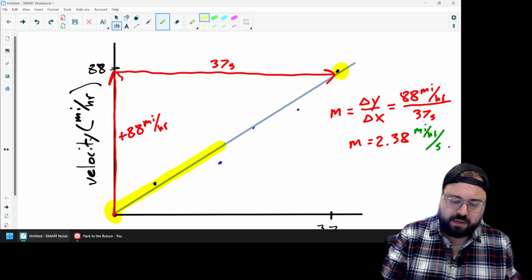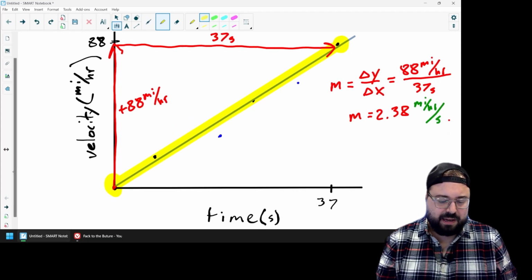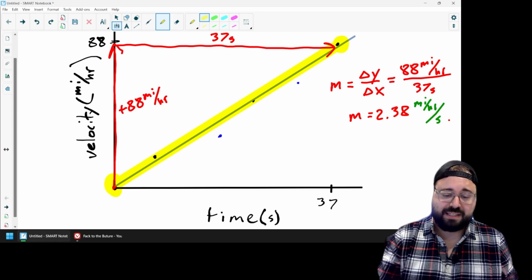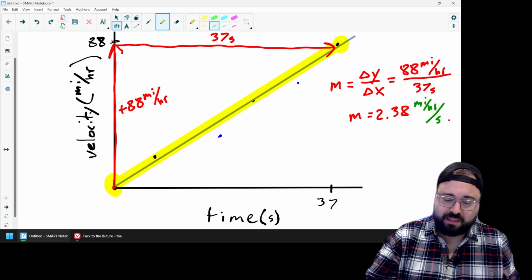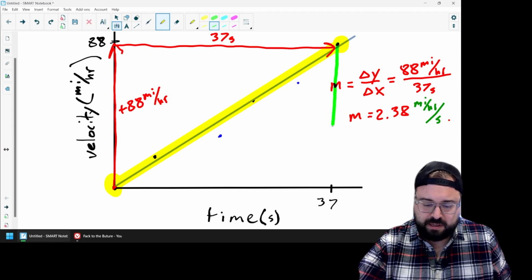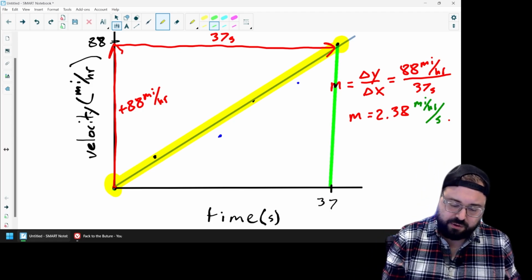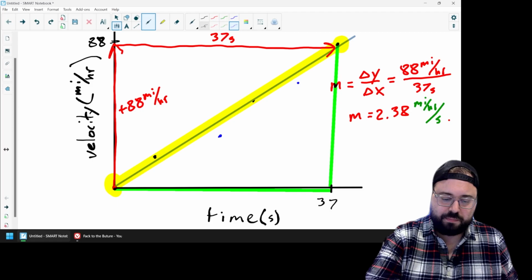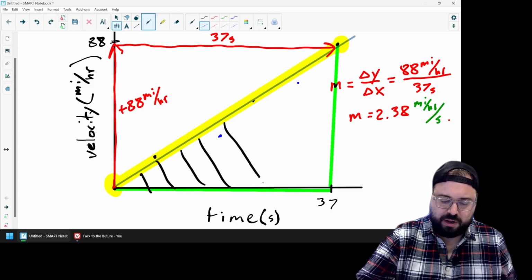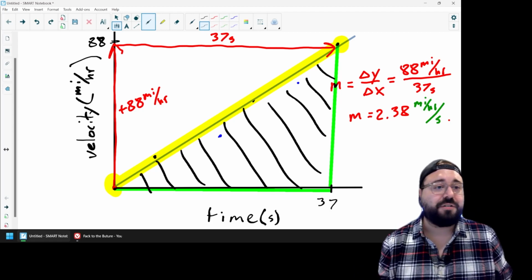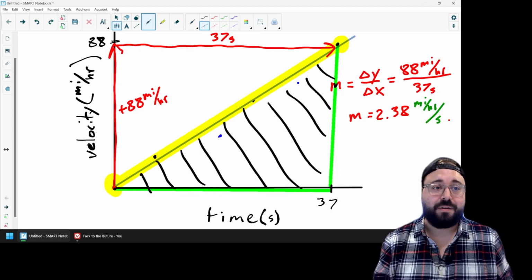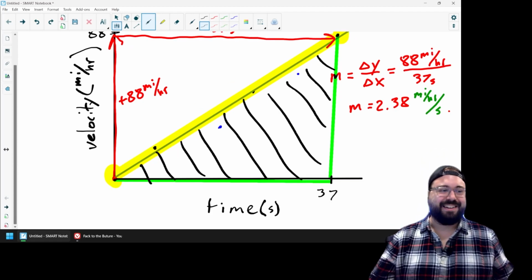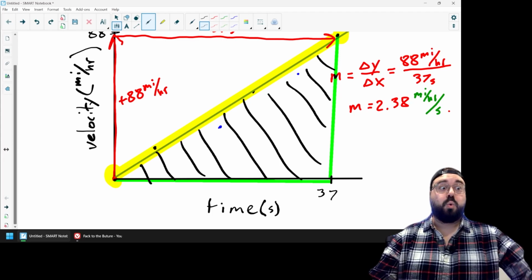So here's my line, specifically between 0 and 37 seconds, the time where this object was accelerating. That occurs in this 37-second interval right here, and it creates a little bit of a shape, doesn't it? So this shape right here is what shape, guys? That's right, it's a triangle. Do you guys want to see something kind of crazy? Check this out. You ready? This is crazy. Okay, all right, here we go.